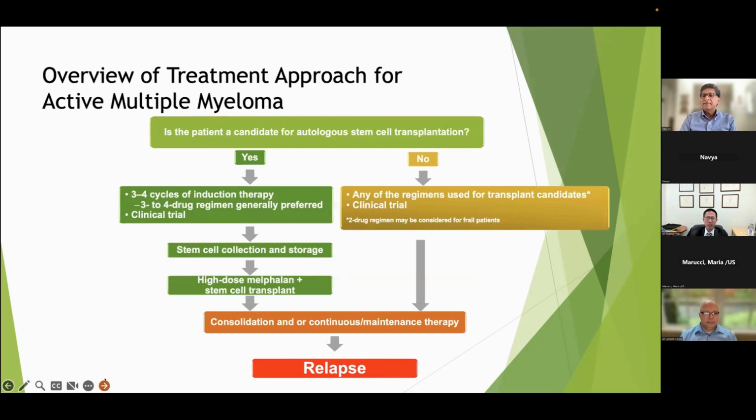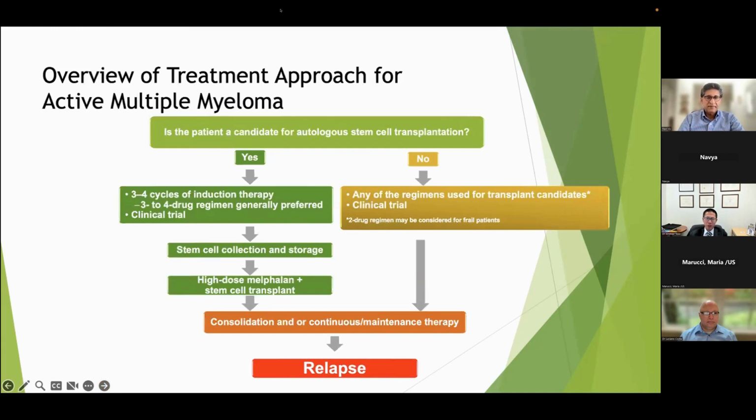For eligible patients, we incorporate stem cell collection and high-dose melphalan. And then we talk about maintenance therapy. One thing that separates myeloma therapy compared to other types of malignancies is this idea of maintenance therapy to maintain the response, since myeloma is not curable, but it is very treatable. And with maintenance therapy, patients can enjoy long periods of sustained disease response.